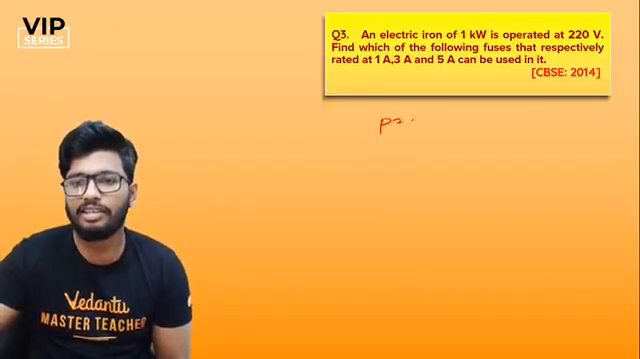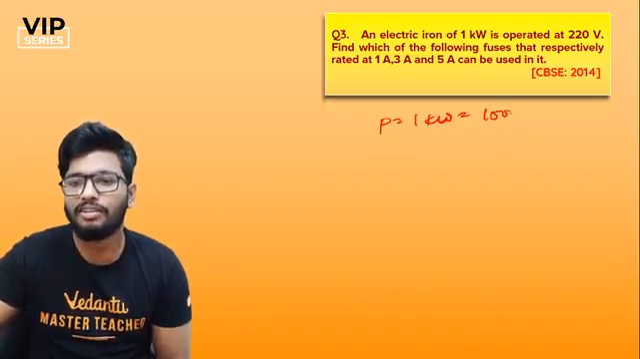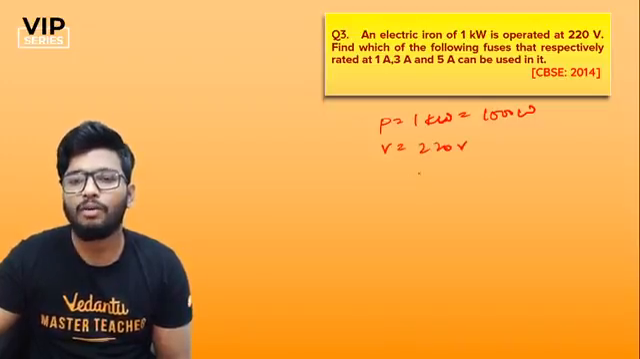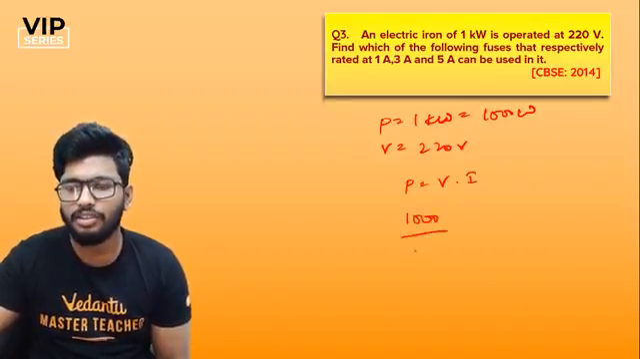So power is given as 1 kilowatt, right? Which you can convert to 1000 watts. So that is the power consumption. Voltage is given as 220 volts. Now, what is the formula of power? Power is nothing but voltage into current. So power is 1000, voltage is 220, is equal to current.